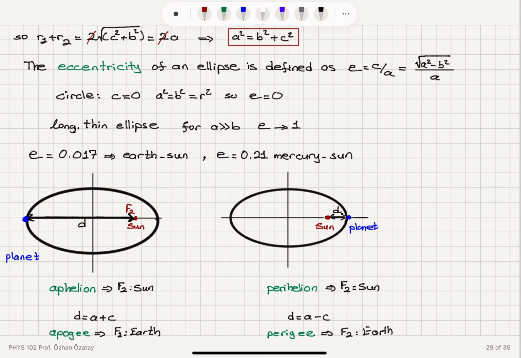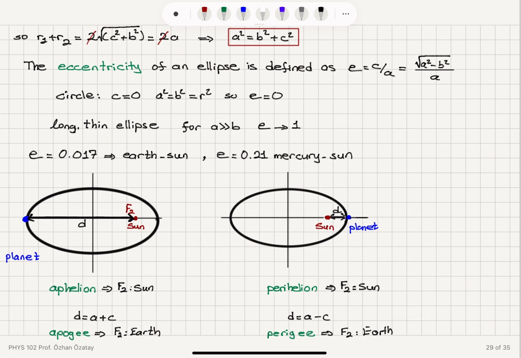The Earth-Sun system eccentricity is rather low. It's approximately a circular orbit. For the Mercury-Sun system, you can see it's a larger eccentricity, a more elliptical orbit. If on this elliptical orbit we are at the farthest distance from the Sun, that's called aphelion. If we are at the farthest distance from the Earth at the focus point here, it's called apogee. If we are at the shortest possible distance, it's called perihelion from the Sun. From the Earth, it would be called perigee.